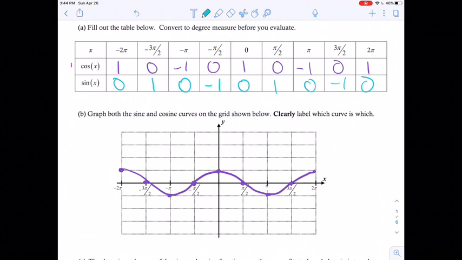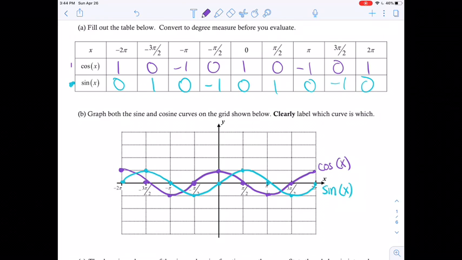Now let's graph sine. Again, when you connect these, make sure you're doing it in a wave. Okay, they are very similar.